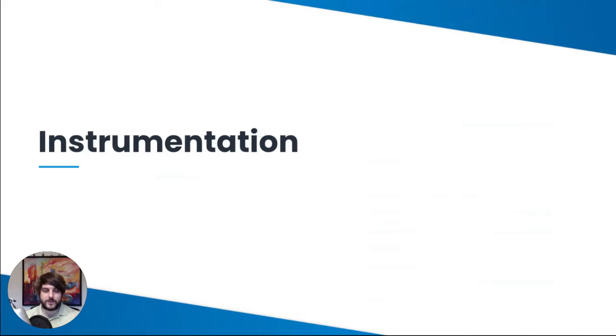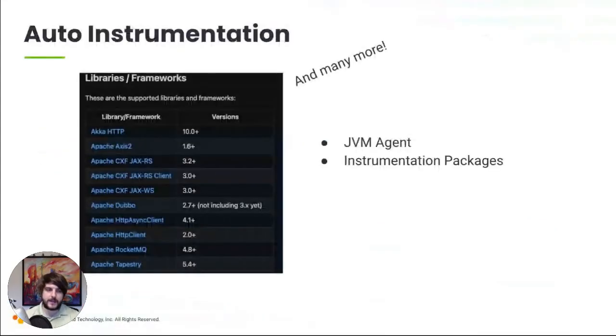So with instrumentation, there's going to be two main types, right? You're going to have automatic instrumentation and you're going to have manual. With automatic instrumentation, it varies by language on how to set that up. Java just uses the Java agent and it has a whole bunch of libraries and frameworks built into it. This is just a small set of that.